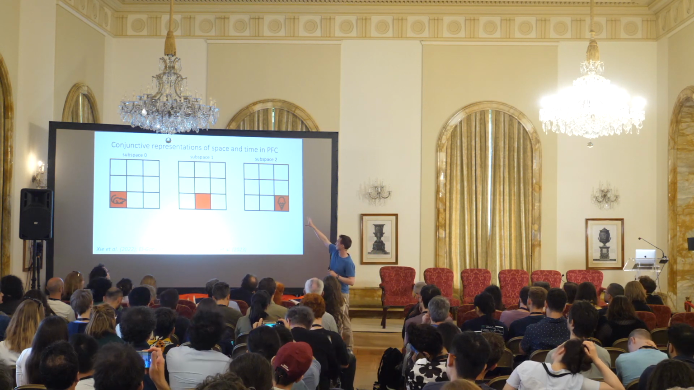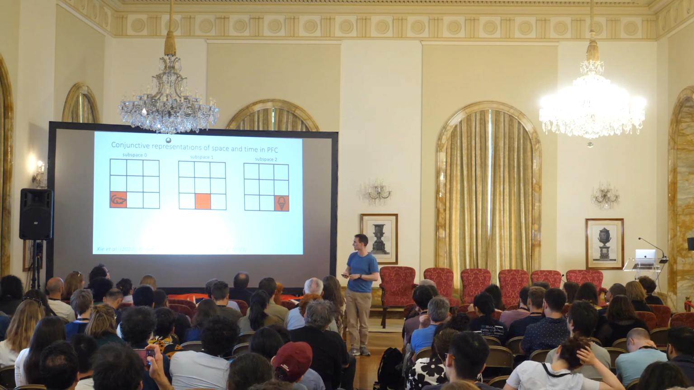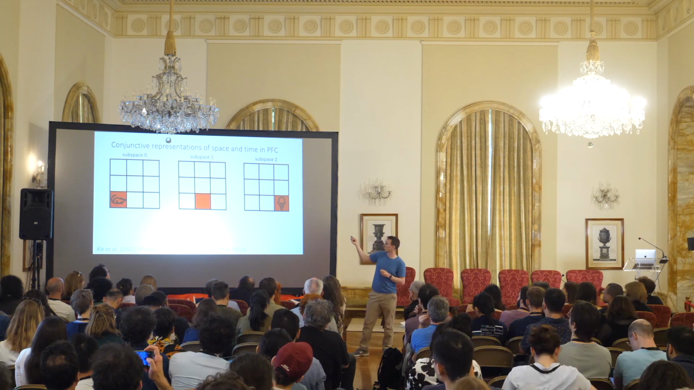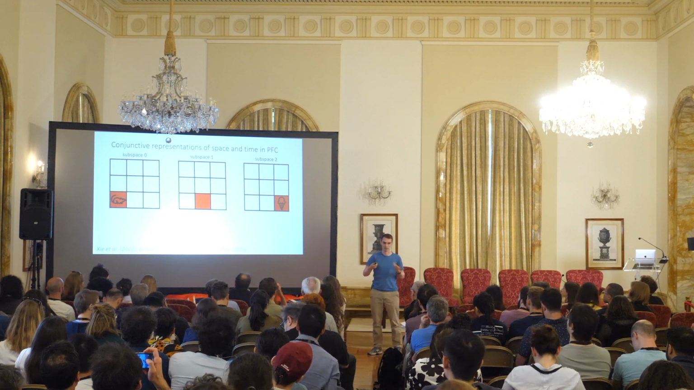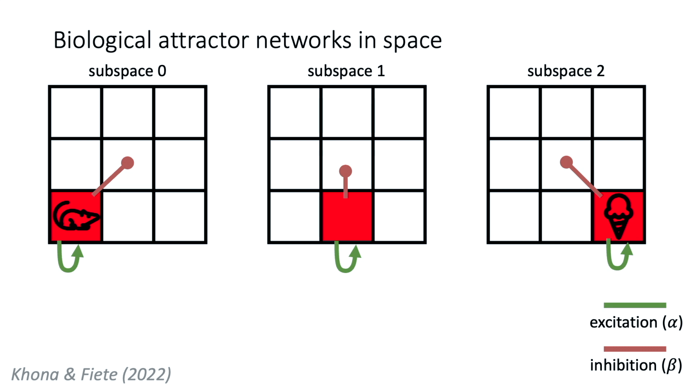For simplicity, I'll just think of each of these little boxes as a neuron, but they could be linear combinations of neurons. So let's think about how you could implement an algorithm like this for a sequence working memory task. One option is to use attractor dynamics. You can imagine each of these subspaces being a separate continuous attractor that can store a location in space.